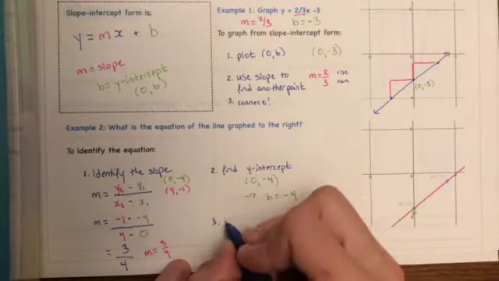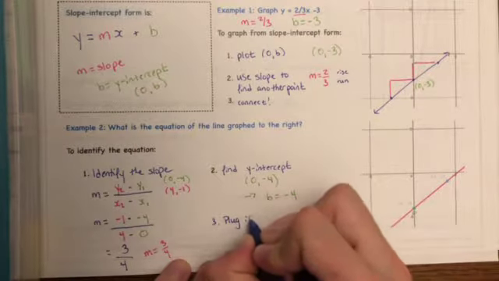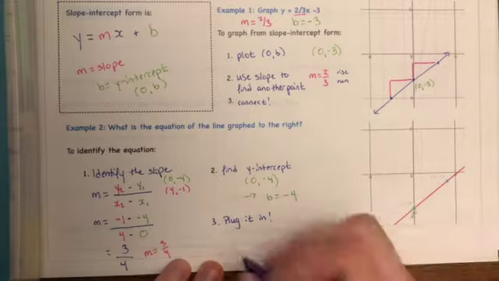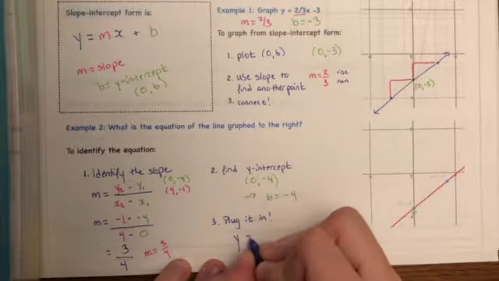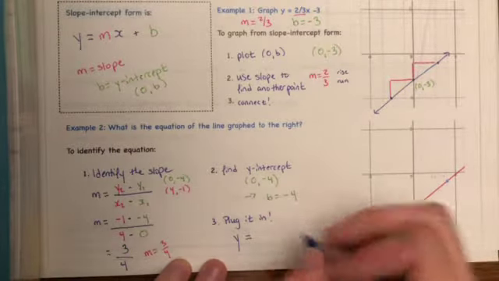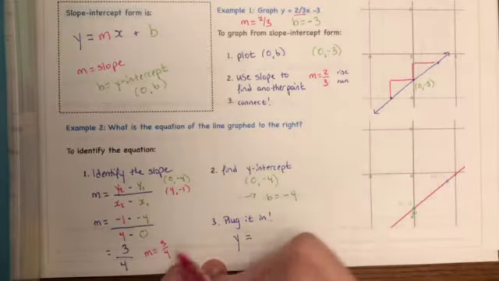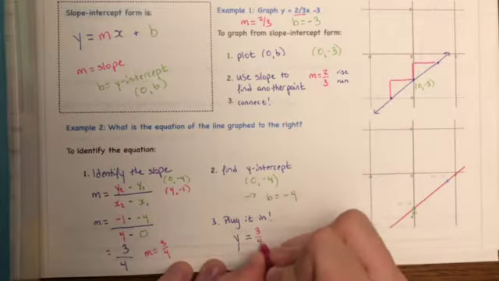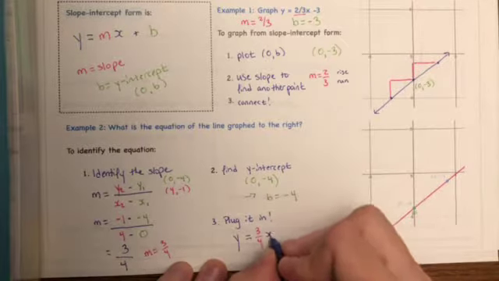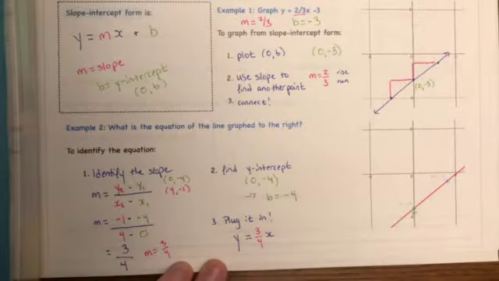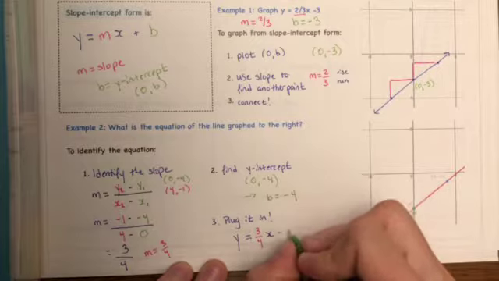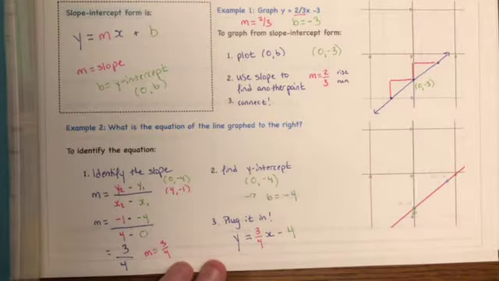And now my last step is to plug it in. And so my equation is going to be y equals mx plus b, as we saw before. We have mx plus b up here. My m is 3/4 times my x. And then instead of plus b, I'll do -4, so I'll drop that positive. And this will be the equation of my graph.